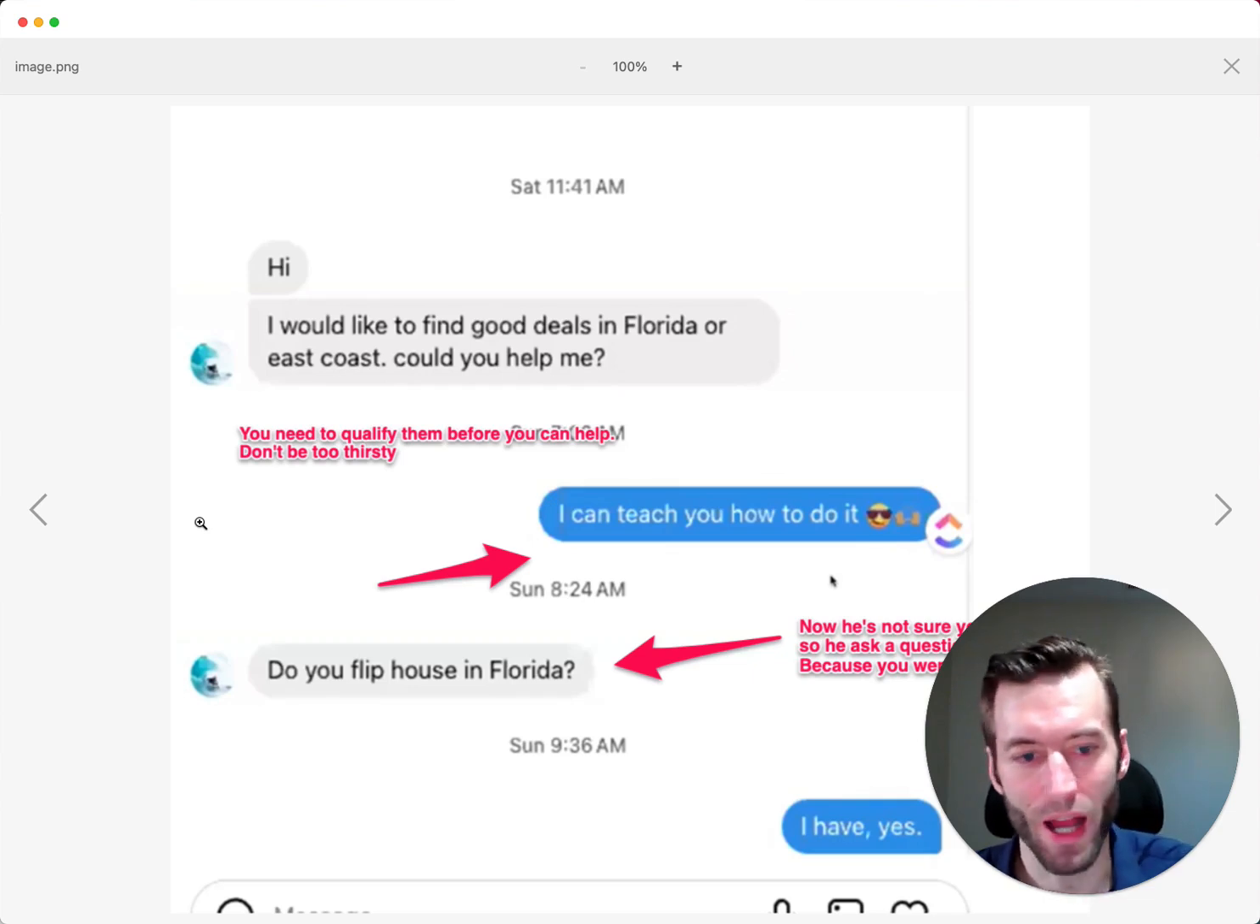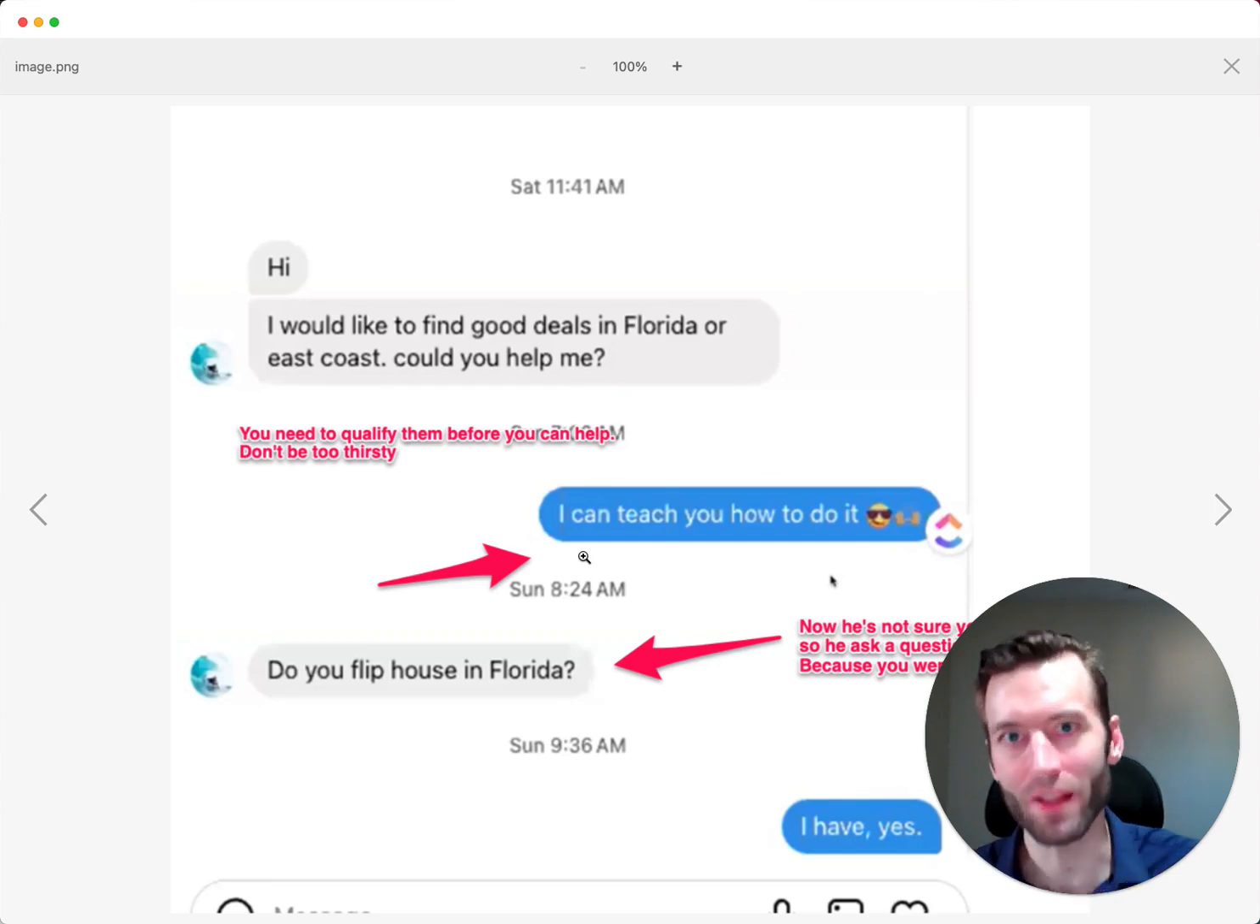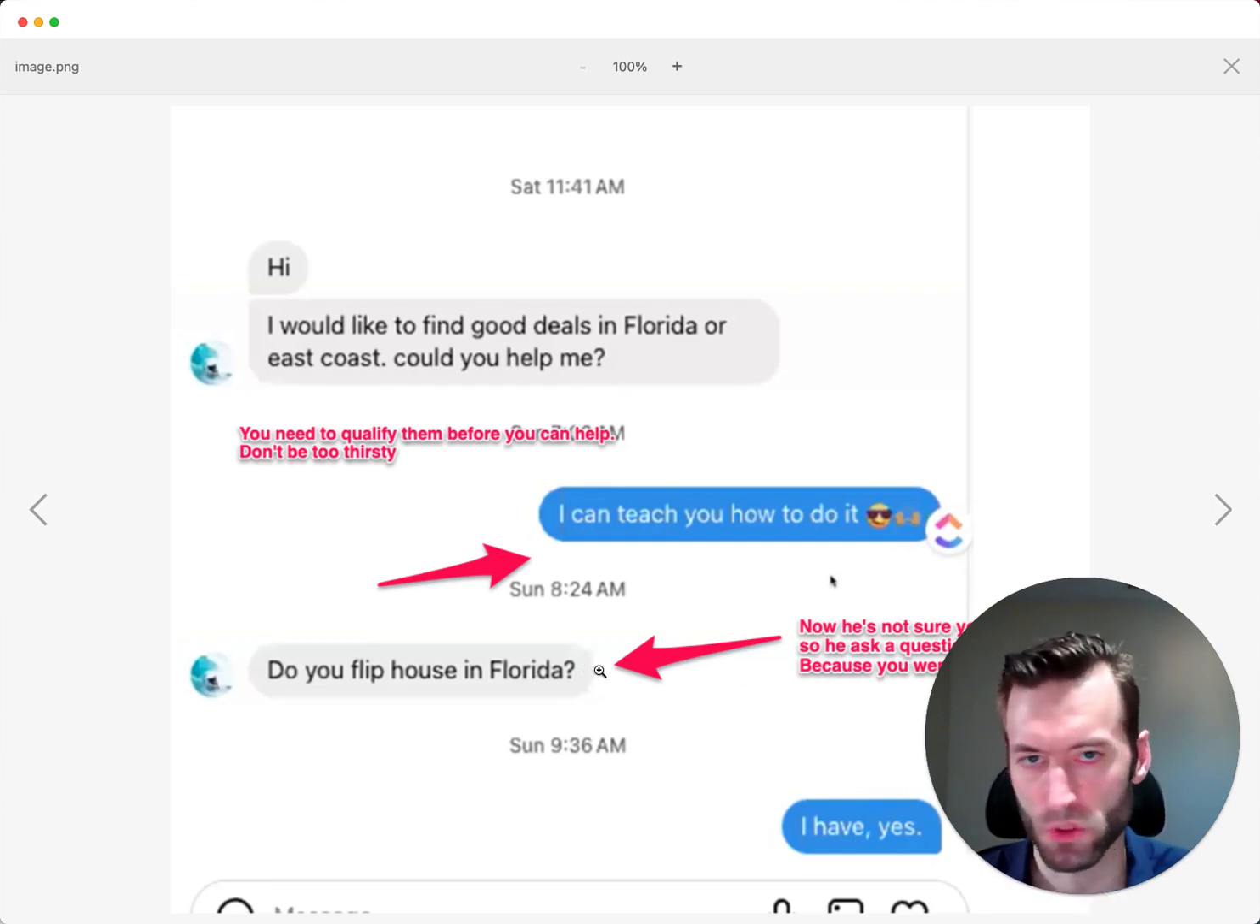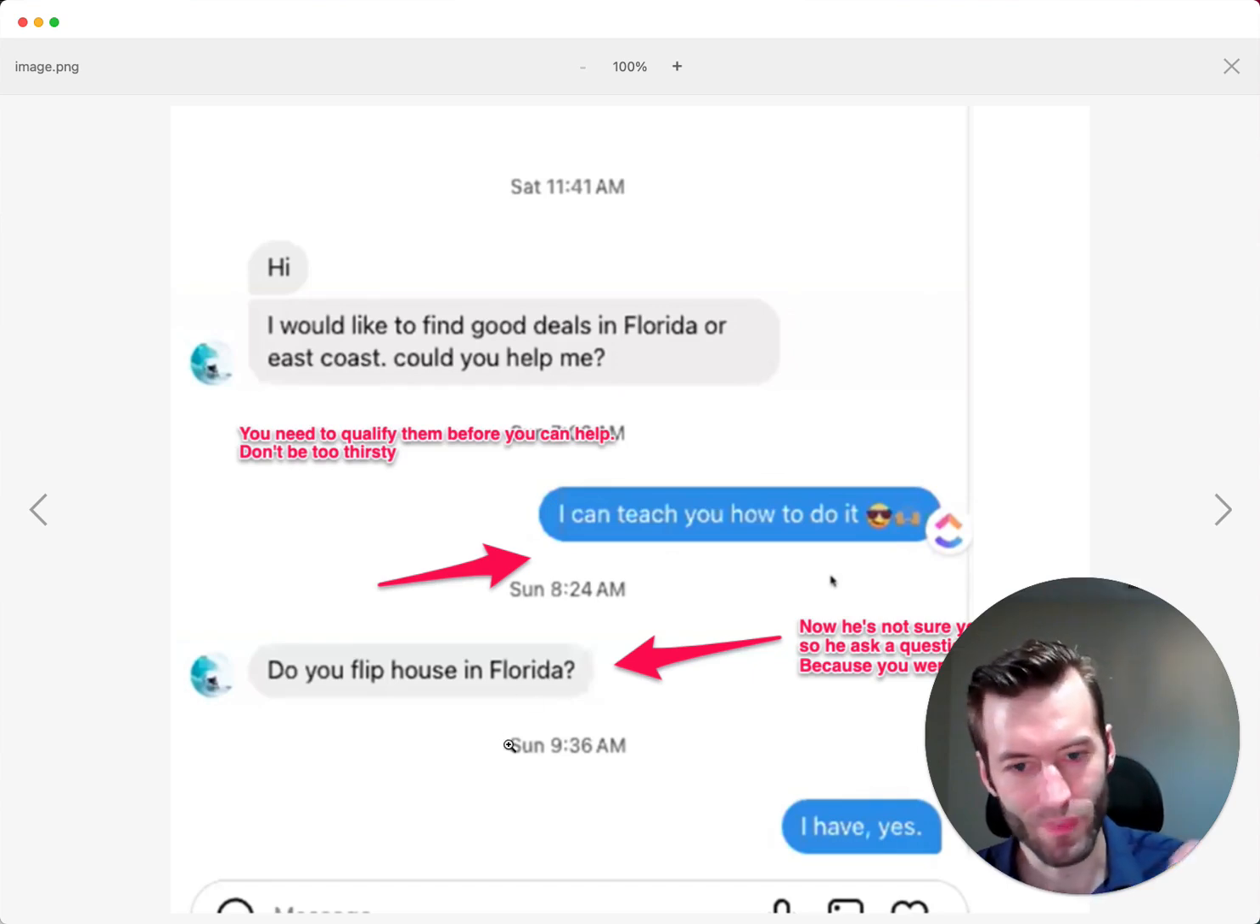And in this case, what happened is when he said, I can teach you how to do it, the person asked him a question back to qualify the coach, because he was like, oh, that was too easy, right? So, oh, do you flip houses in Florida? Because now he's not sure if it's the right coach he wants to work with. So always qualify before pitching your offer.